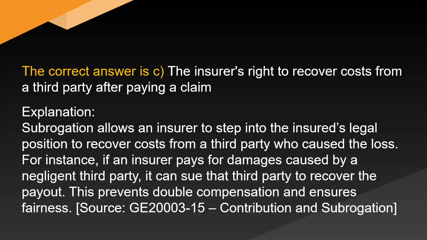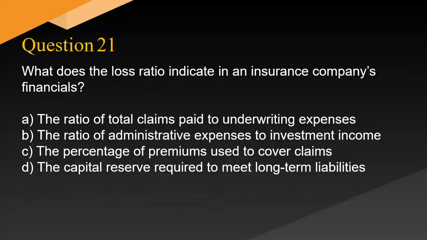The correct answer is C. The insurer's right to recover costs from a third party after paying a claim. Explanation. Subrogation allows an insurer to step into the insured's legal position to recover costs from a third party who caused the loss. For instance, if an insurer pays for damages caused by a negligent third party, it can sue that third party to recover the payout. This prevents double compensation and ensures fairness. Source: GE2000315. Contribution and subrogation.